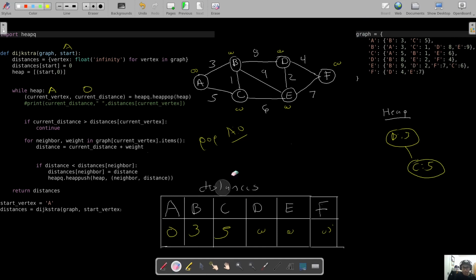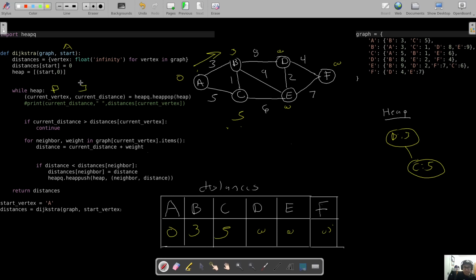We're done with A. And now in our min heap, which of our nodes has the shortest distance? That would be B. But first, let me update our graph. So A would be 0, B would be 3, and C would be 5. Okay. Now we go here. All right. And then we're here. So now we pop B out.